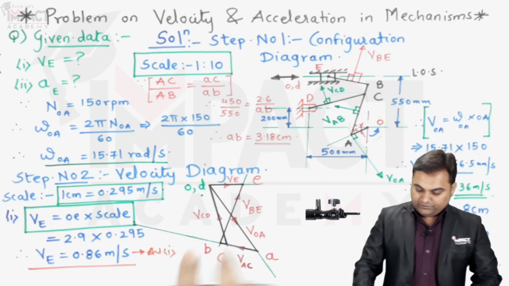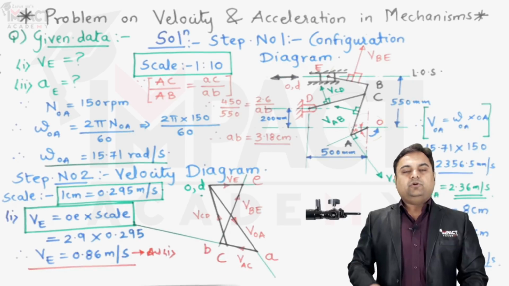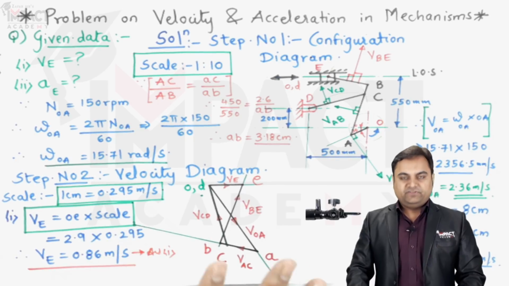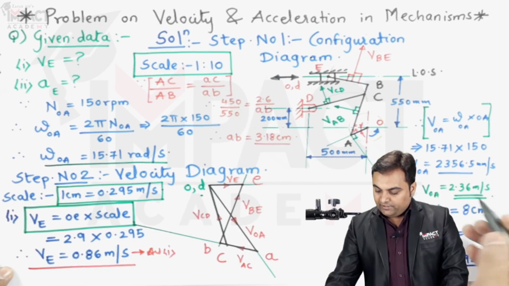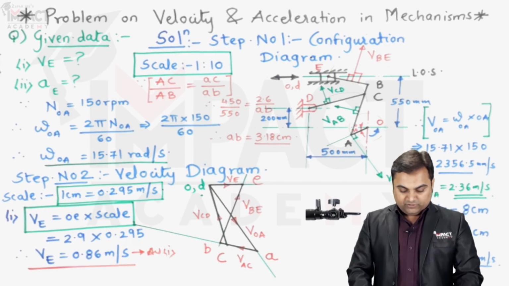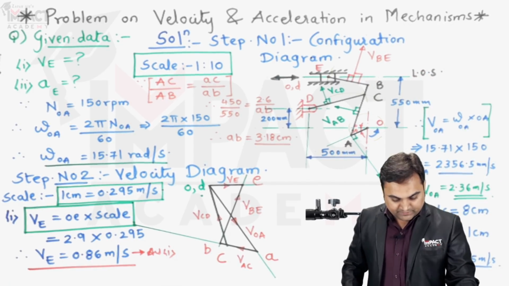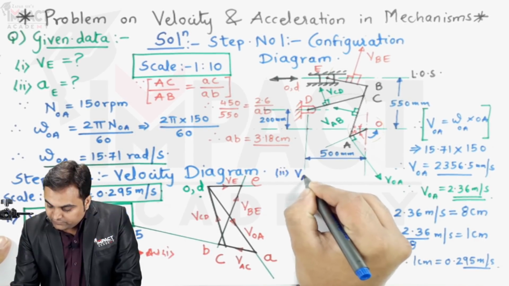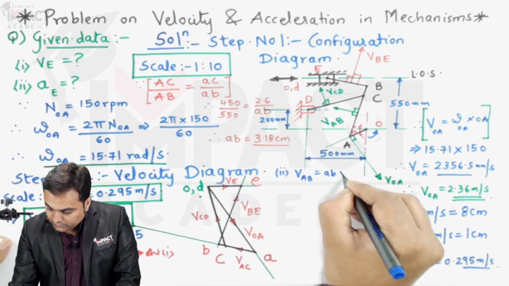Now after getting the velocity of slider E, the next thing would be calculating all the velocities here, because those would be required in the acceleration diagram. So it is better to calculate all the velocities. In this diagram I can say that velocity of OA is known to us, then velocity of slider E is known. Now I would be calculating the velocity of this connecting rod AB. So the next step would be velocity of link AB is equal to this small distance AB into the scale.